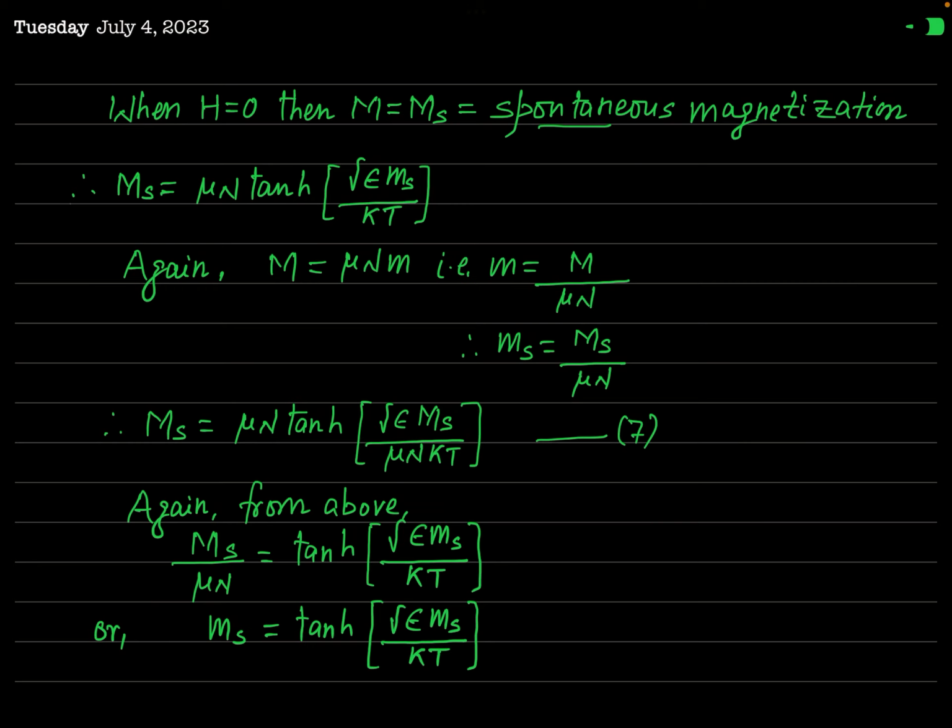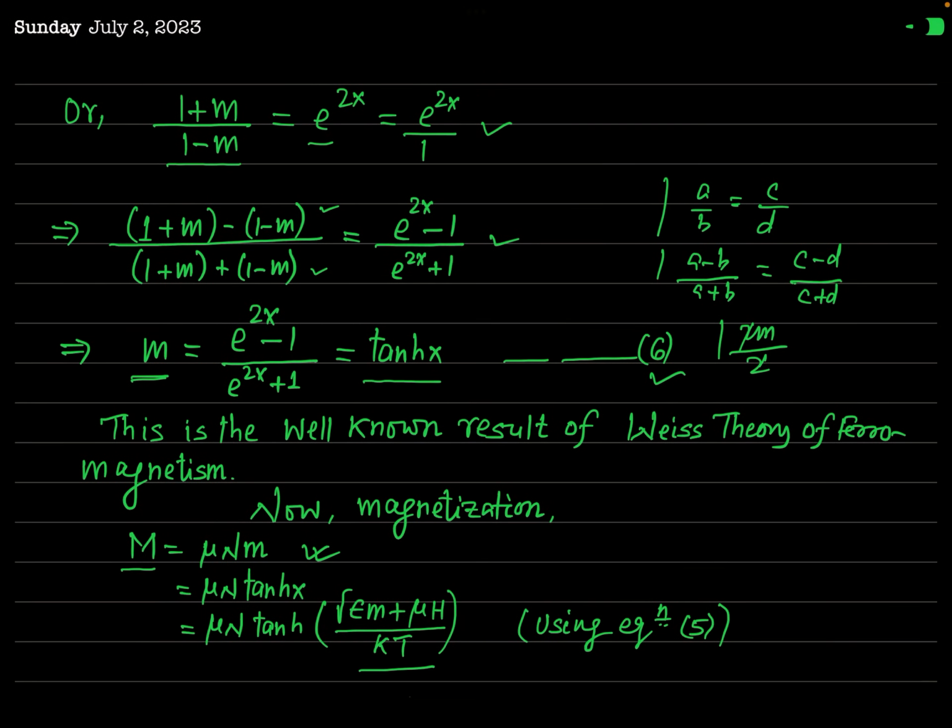So to get the value of spontaneous magnetization, what will you do? We will simply put H equal to 0, because H is the external magnetizing field. When you make H equal to 0, the remaining magnetization is called the spontaneous magnetization, and it is denoted by the symbol Ms. So for getting the value of Ms, that is the spontaneous magnetization, we will simply put H equal to 0.